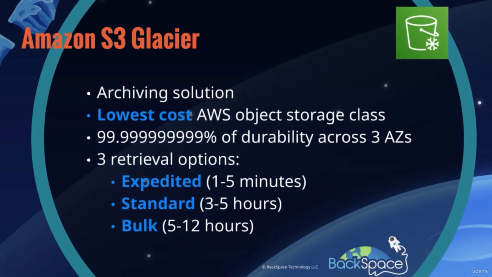Amazon S3 Glacier is Amazon's archiving solution and it provides the lowest cost storage for S3 objects. It still has 11 nines of durability across 3 availability zones, the same as the standard S3 class, but there are 3 retrieval options. So you can have expedited access, which is still going to take between 1 and 5 minutes to get access to those objects. You can have standard, which will take 3 to 5 hours, and bulk, which will take 5 to 12 hours.